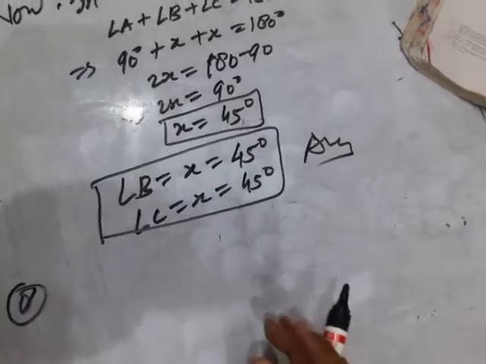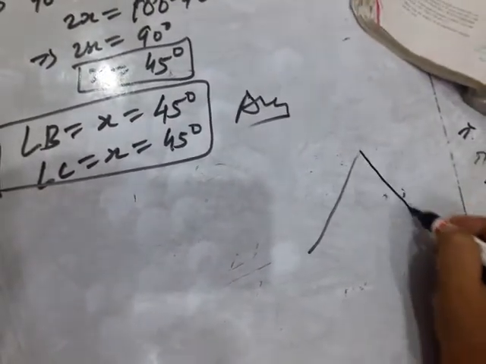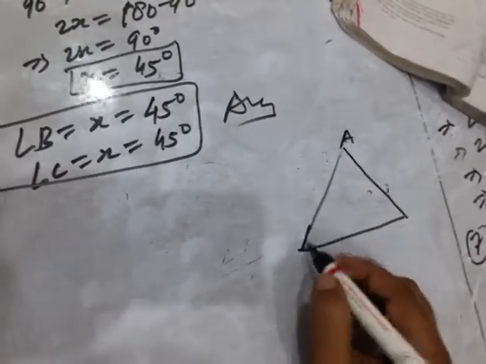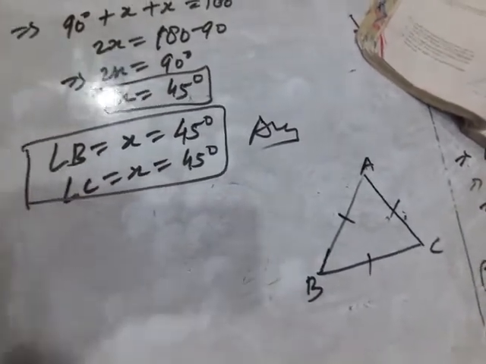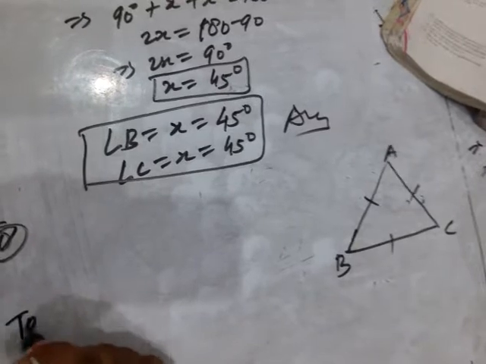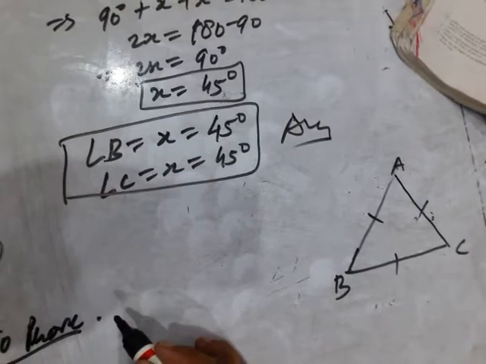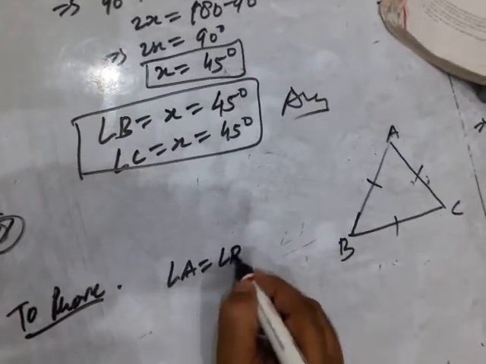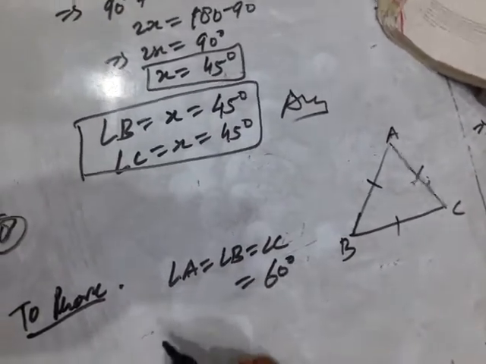This is also a good question. Show that the angles of an equilateral triangle are 60 degree each. Equilateral triangle, all of you must be knowing. What is an equilateral triangle? An equilateral triangle is a triangle in which all the three sides are equal, means all the three sides are of equal length. Okay children, here what is to prove? We have to prove that the angles of an equilateral triangle are 60 degree each, that is angle A equal to angle B equal to angle C equal to 60 degree.